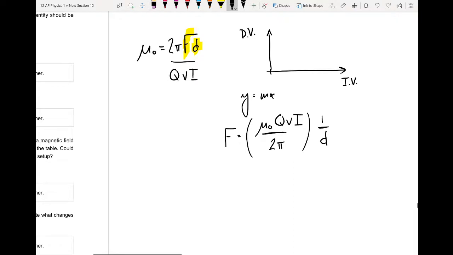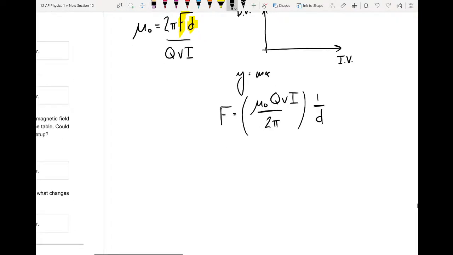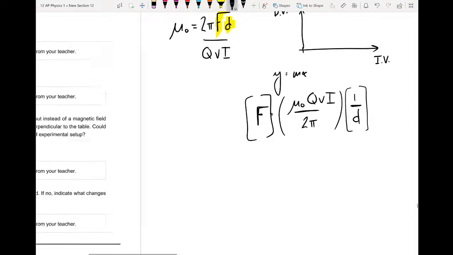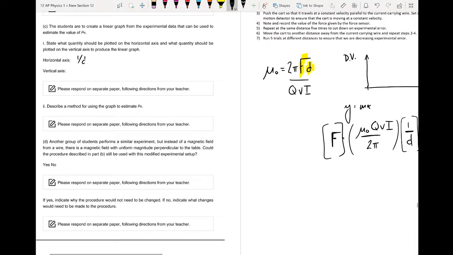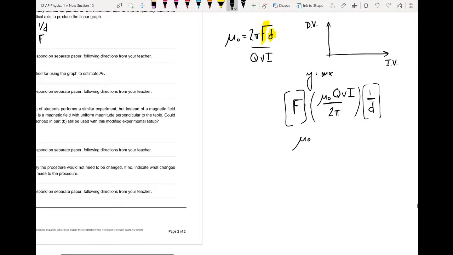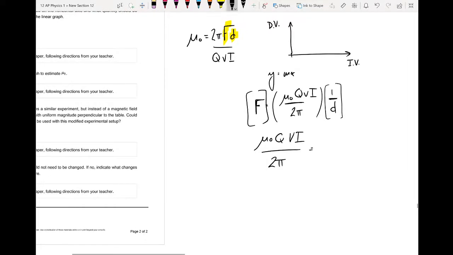Now 1 over D is our x-axis variable, and F is on our y-axis. So when it asks us what we want to graph, I'm going to put 1 over D on the horizontal axis, and F on the vertical axis. Then our slope is going to equal mu naught Q V I over 2 pi.